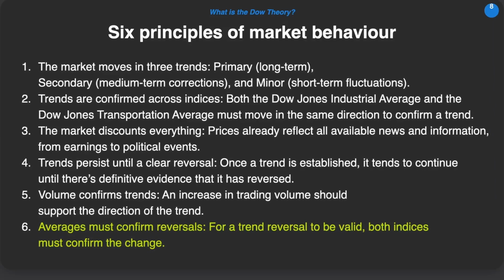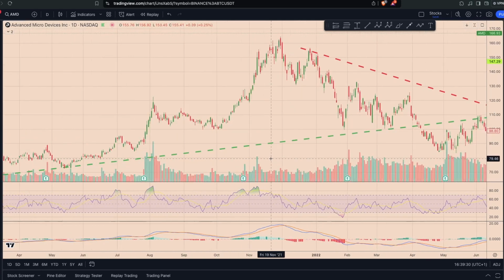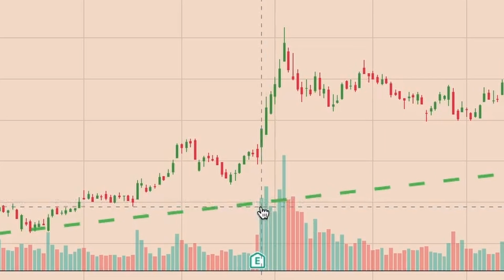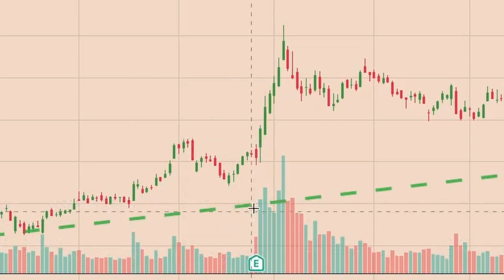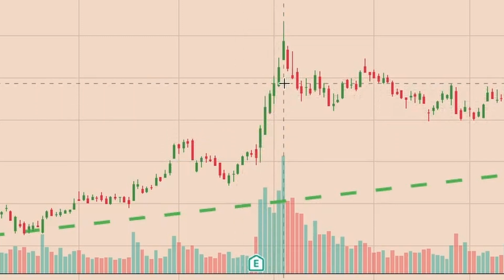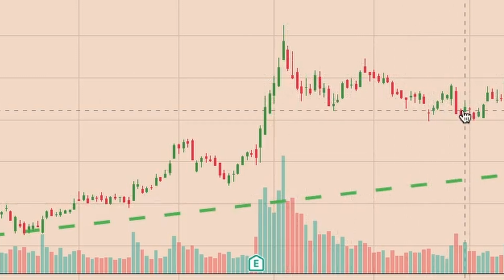And then number 5 is that volume confirms trends. So an increase in trading volume should support the direction of the trend. So what he's basically saying is if we have a bunch of these volume bars here at the bottom and they're above where they normally should be, showing a good strong volume, you can see here, this one here is much stronger than ones that have gone below before it. Then that should push the price up and continue to push the price off. And then once that volume comes away and obviously goes back to red, then that's probably a sign it's going to weaken off and, you know, that little rally is over.